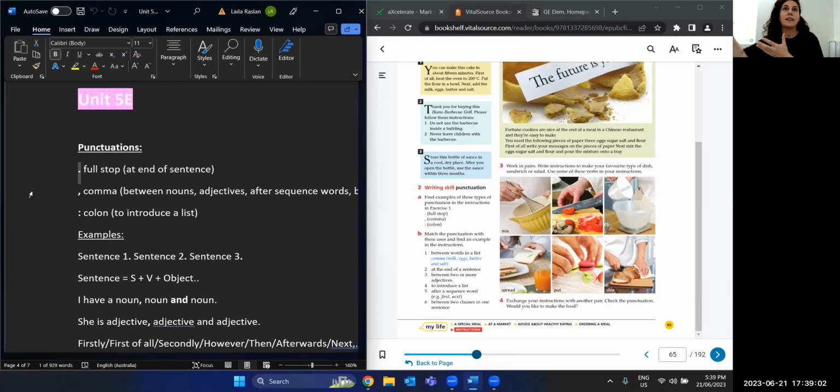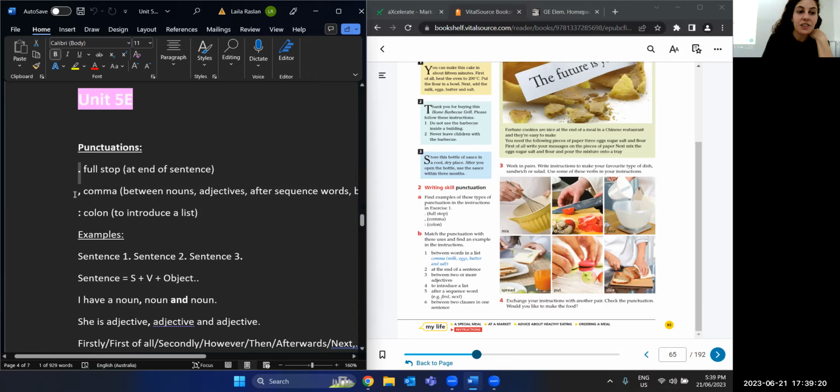Next sentence, I am a teacher. Full stop. Next sentence, my name is Laila. Full stop. So after every sentence, which is one information, I put a full stop. Very important.